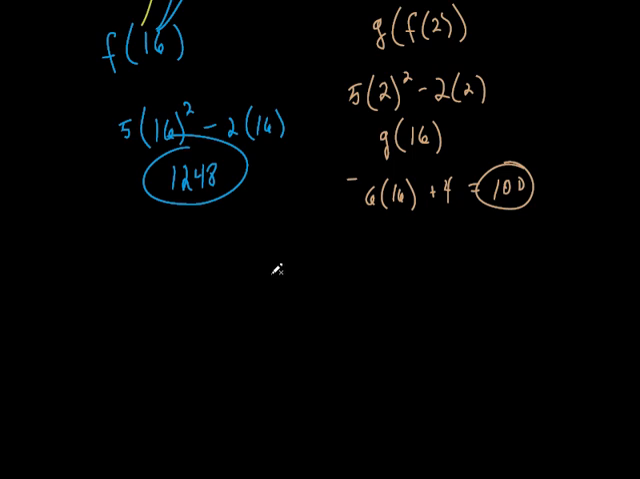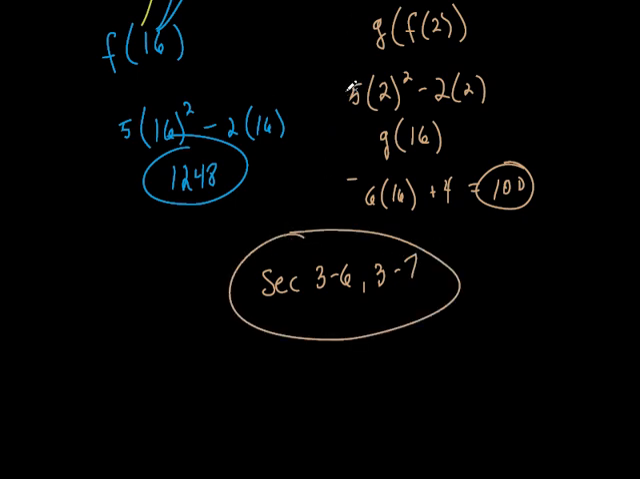It actually covers 2 sections. Usually the quizzes cover just 1 section, but this is going to be 3-6 and 3-7. So it'll be this composition stuff, the f of x and g of x stuff. Plus 3-6 was that graphing stuff, right? Wasn't 3-6 graphing? Yep. Okay, so make sure you know how to do all of that.